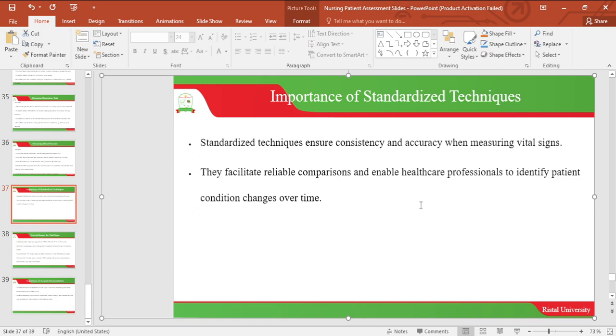Let's look at the importance of standardized techniques. Standardized techniques ensure consistency and accuracy when measuring vital signs. Standardized techniques also facilitate reliable comparisons and enable healthcare professionals to identify patient condition changes over time.